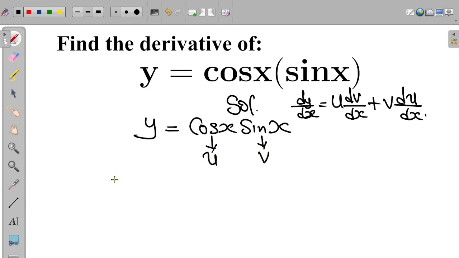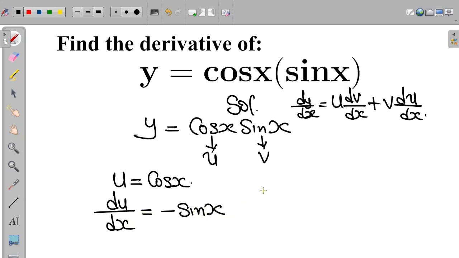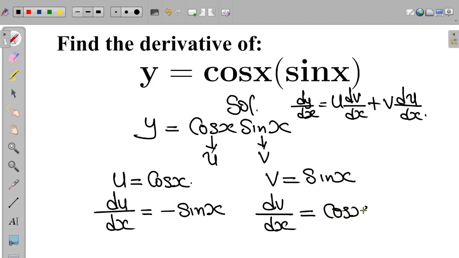So therefore, u is equal to cos x, and if we differentiate u with respect to x, we have that du over dx is equal to minus sin x. Also, v is equal to sin x, and if we differentiate v with respect to x, we have that dv divided by dx is equal to cos x.